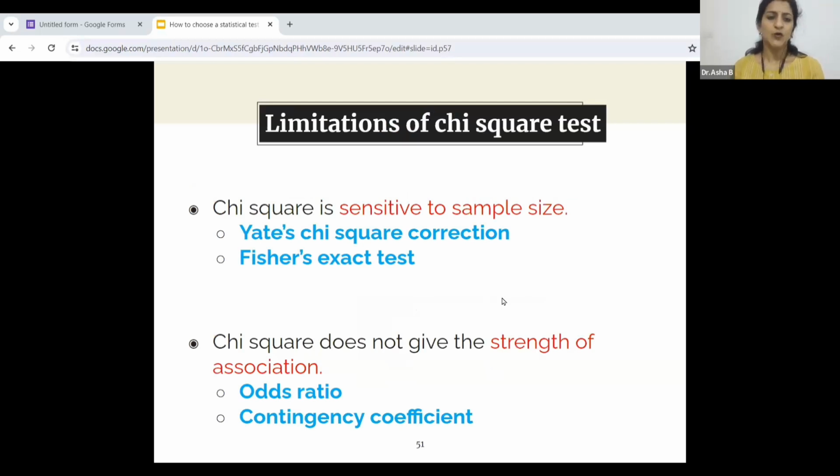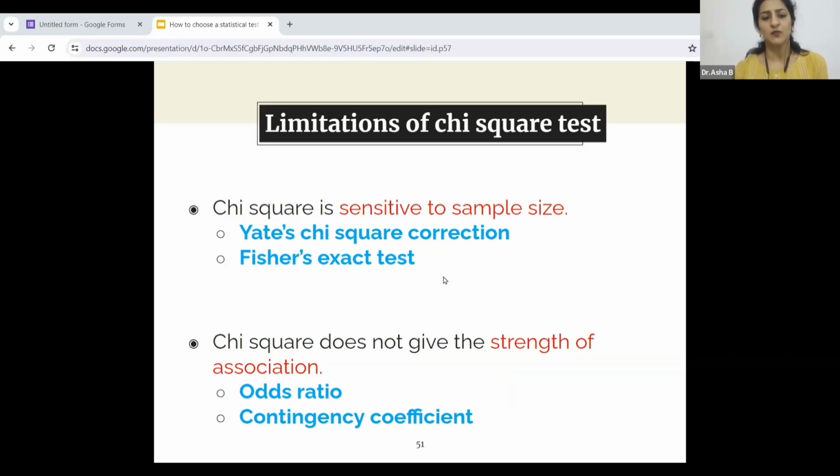There are two important limitations of using chi-square test. The first limitation is chi-square is sensitive to sample size. So this we have seen the property also. So chi-square is a test that can be used only when all the cell frequencies in the table are 5, or it should be more than 5. So whenever we have any cell which is having less than 5, then we cannot use this chi-square test. We have to go for some alternatives there.